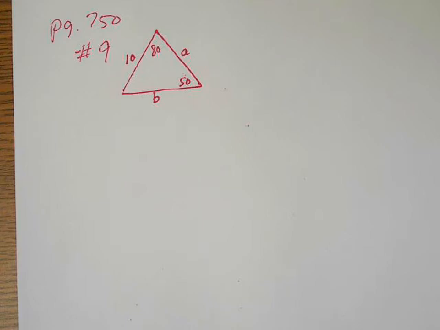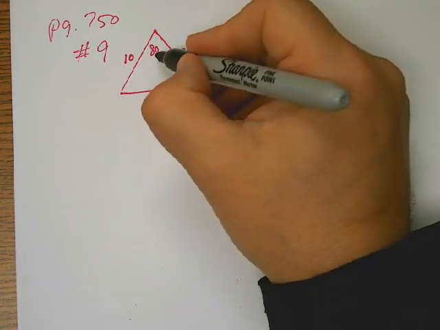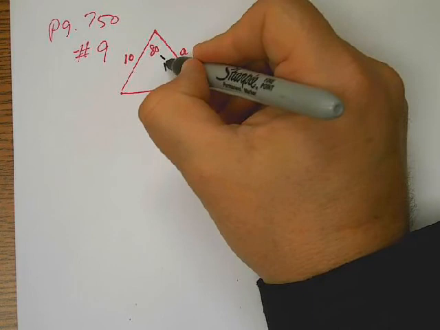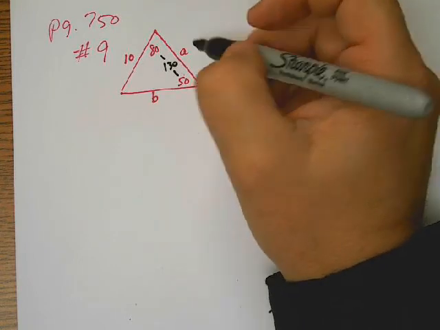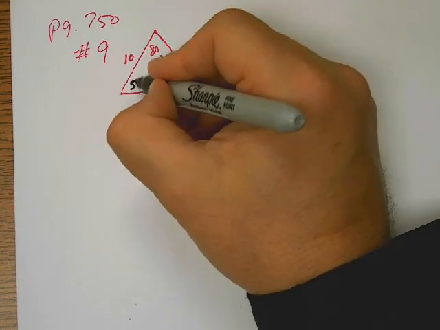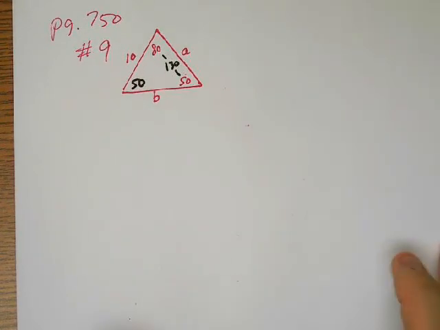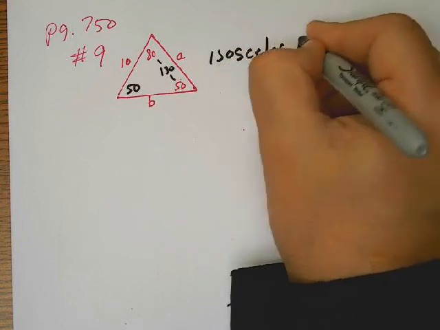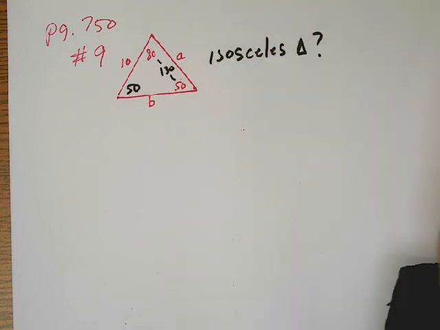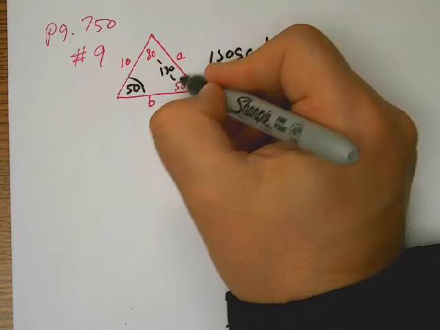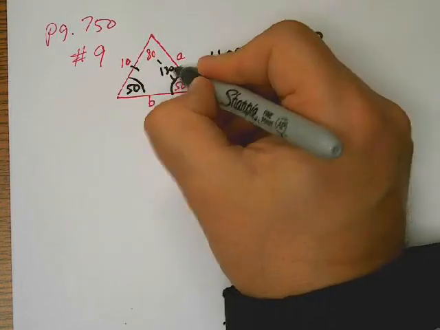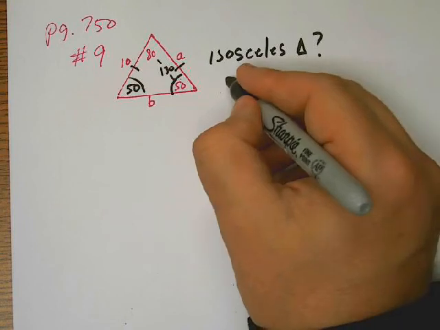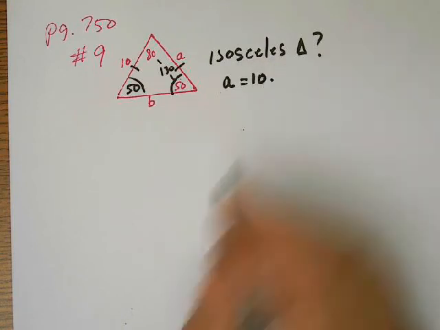All right, there's actually a shortcut on this one. Maybe somebody out there saw this, maybe not. But if this is 80 and this is 50, that gives you 130, right? If that's 130, then that makes this 50. Did anybody recognize that this is an isosceles triangle? If the base angles are equal, then the opposite sides are equal. That means that side A is 10. That makes it a little bit easier.